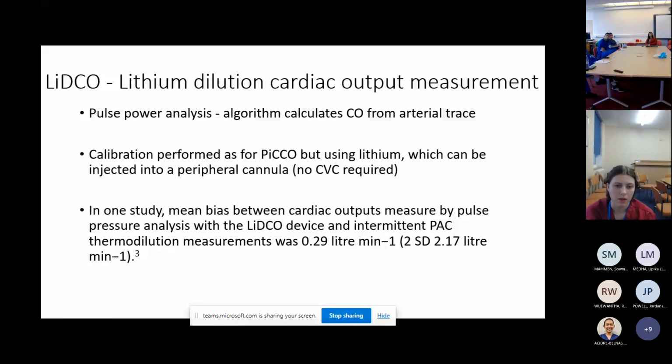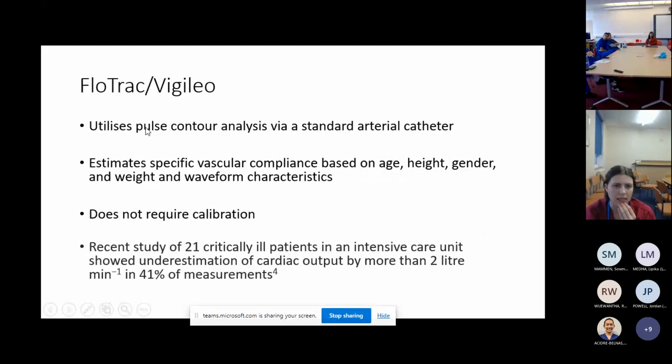to inject the lithium. This has slightly lower correspondence with the pulmonary artery catheter thermodilution, with an average of 0.3-ish litre per minute difference between the LIDCO and the pulmonary artery catheter measurement. But it still, I think, shows quite good accuracy in measuring the cardiac output and can be used to guide management as well.